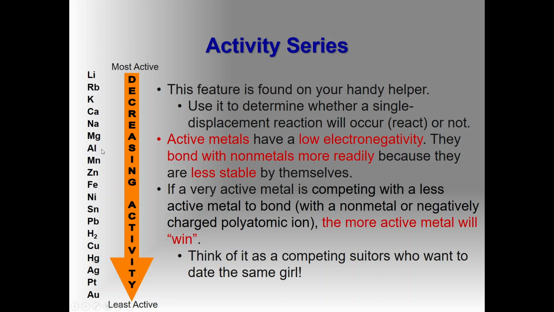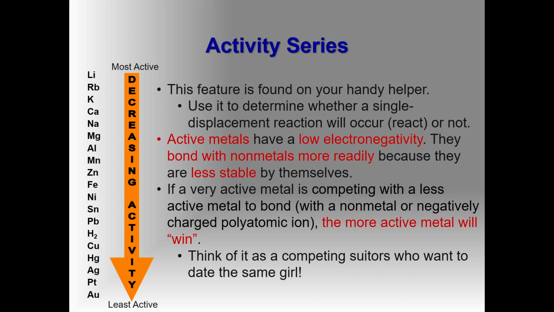So looking at this, we see magnesium is the 6th most, so it's very active, and copper is way down at the bottom. So this means that magnesium is going to want to go steal that polyatomic ion, while the least active one is going to be left by itself. Does that make sense?